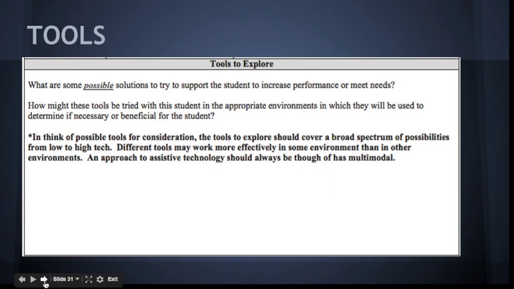And the tools may work effectively in some environments, but not in others. So a laptop may be something that's very beneficial for a student to use during science, but during math, it may not be the best solution, so we need to think of different tools that may work for that student during a math environment. So it might have to be multimodal, and there's not going to be a magic bullet. There's not going to be one thing that's going to serve the best possibility for every situation.